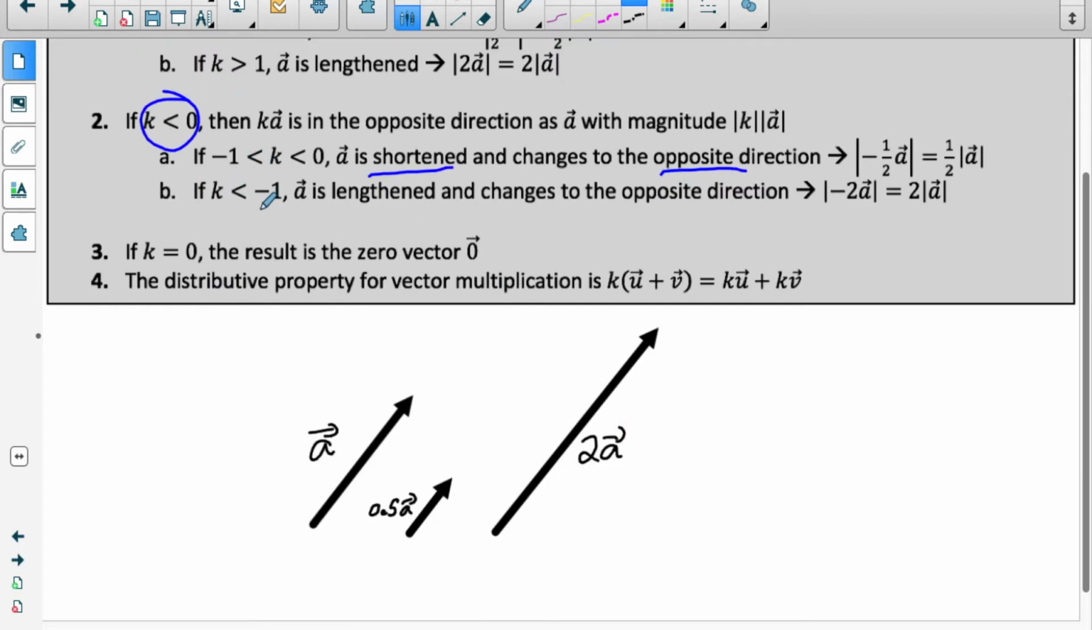And if k is less than -1, then vector A is actually lengthened and changed to the opposite direction. So let's say we had negative 2 times the vector A. That magnitude would be equal to double the magnitude of vector A.